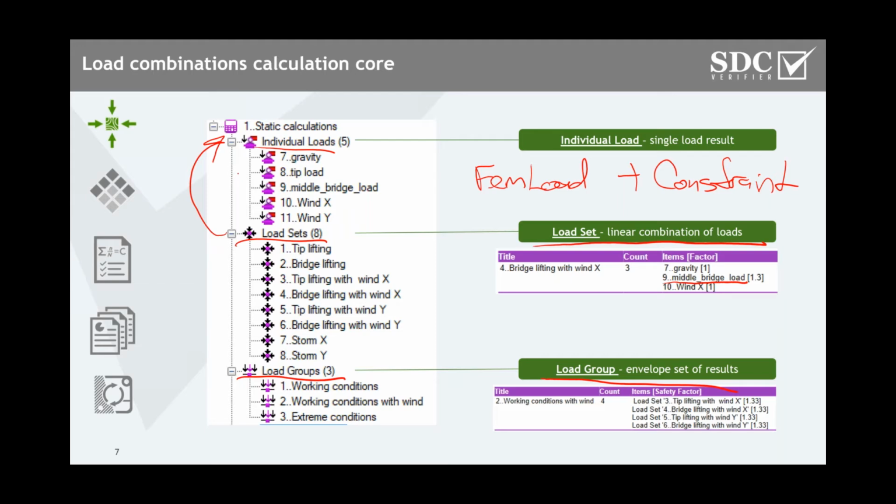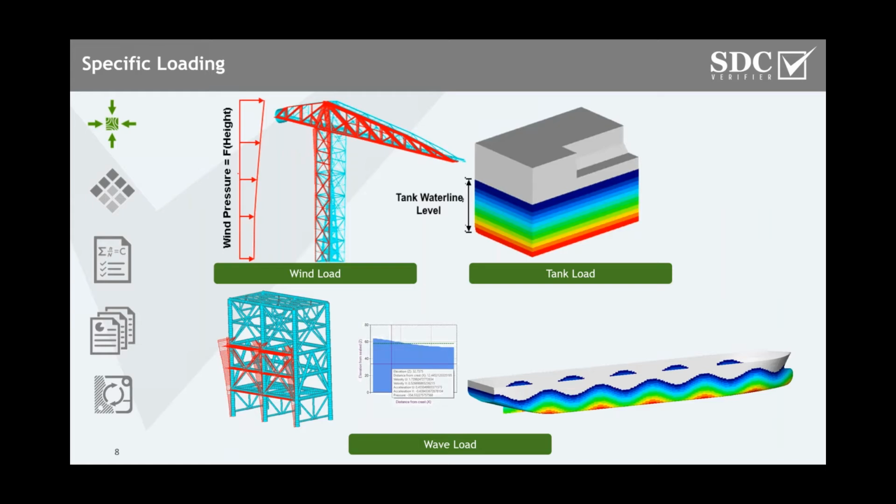Besides combining the loads in accordance with a standard, SDC Verifier also has features to apply specific loads directly in the interface of Femap or Simcenter 3D. So loads that are not that easy to apply from scratch are automated within SDC Verifier software. For example, it is possible to apply a distributed pressure of wind load, or hydrostatic pressure of wave load, or the tank load by determining the height or the density of material in that tank.